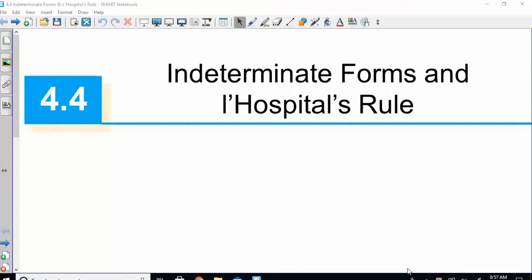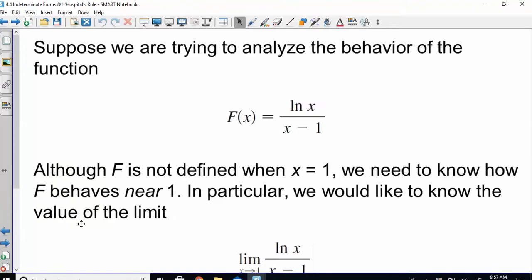Now, we've seen situations where we couldn't evaluate the limits. We know that in general, we like to just be able to plug in the number, but sometimes we can't because we get 0 on the bottom. And so we had to try to simplify it first to get rid of those problems to get to the point where we could just plug in. But sometimes that isn't an option.